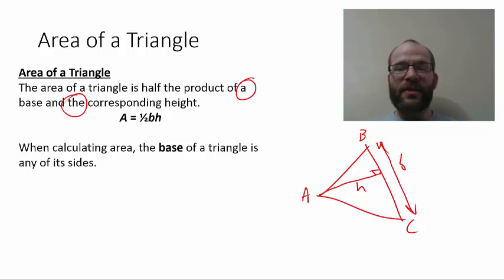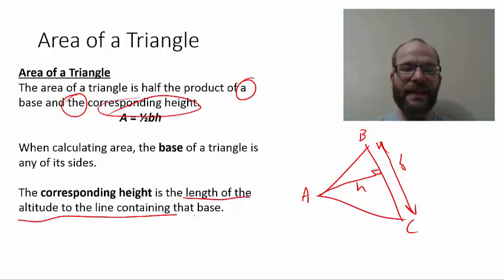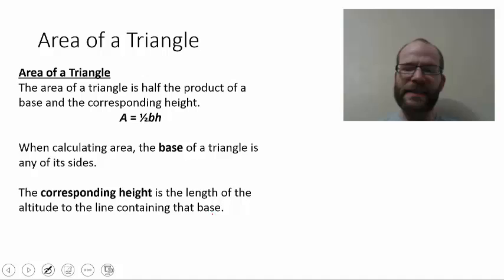Once again, we might ask the question, which base do we use then? Which side do we determine to be the base? Whichever one's easier. Sometimes that takes a little bit of work where you have to sort of analyze the triangle before you get started crunching the numbers. Remember that when we talk about the corresponding height, it's always the length of the altitude to the line containing that base. Let's take a look at one example.